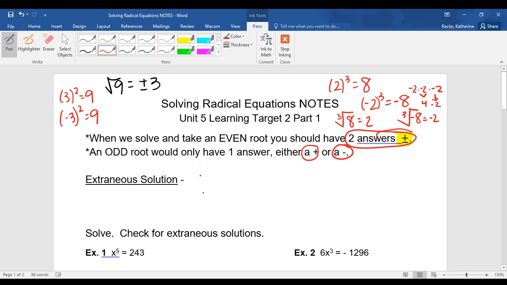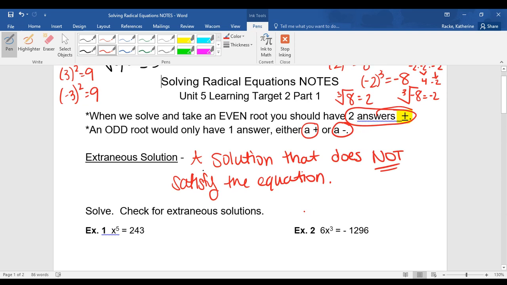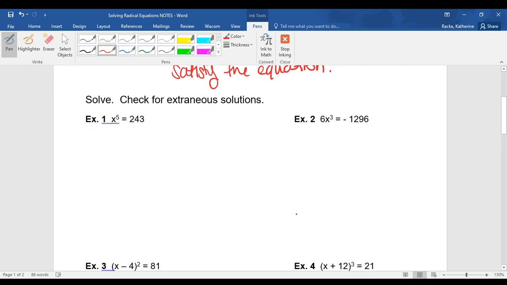An extraneous solution is a solution that does not satisfy the equation. Okay, so we'll talk more about this as we go along. It says solve and check for extraneous solutions.